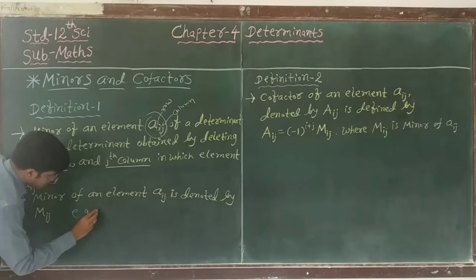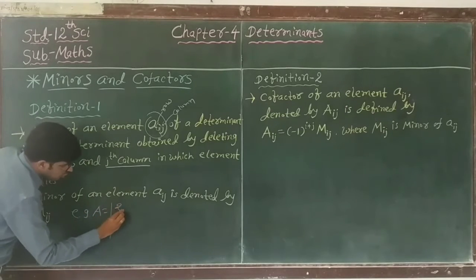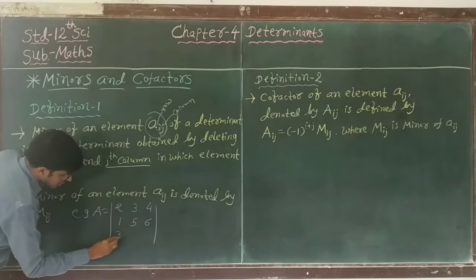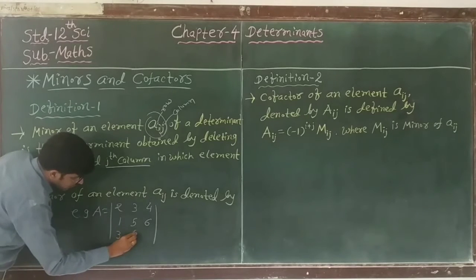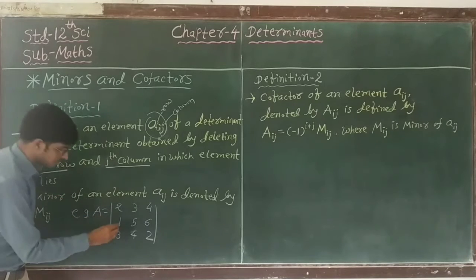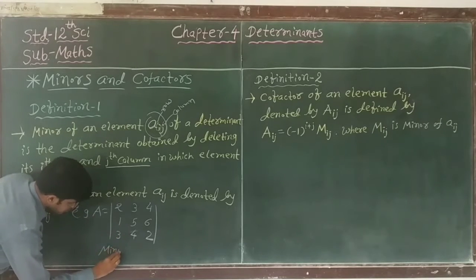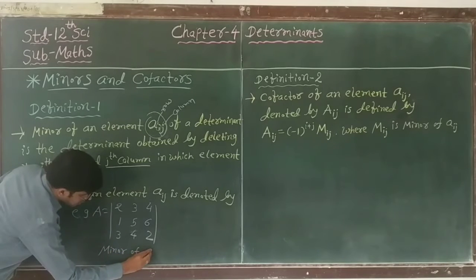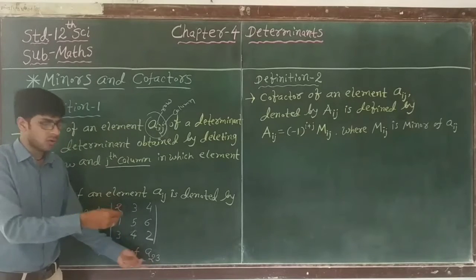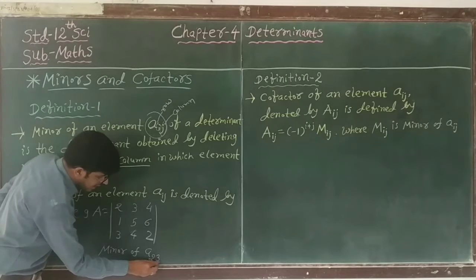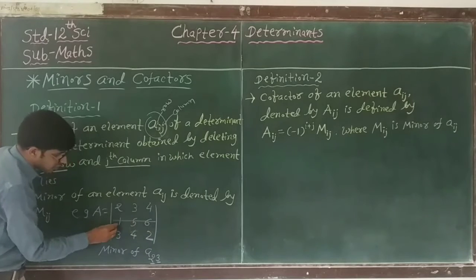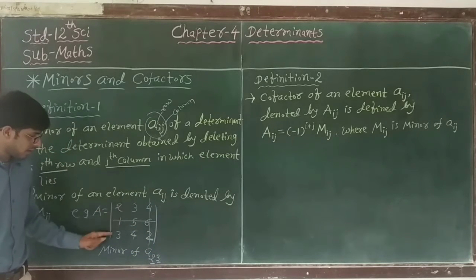Let's find out one example. A is equal to the determinant with rows 2, 3, 4; 1, 5, 6; 3, 4, 2. Now we have to find the minor of A23. A23 means we have to remove the second row and third column. The first element gives the row and the second element gives the column. So we remove the second row and third column.